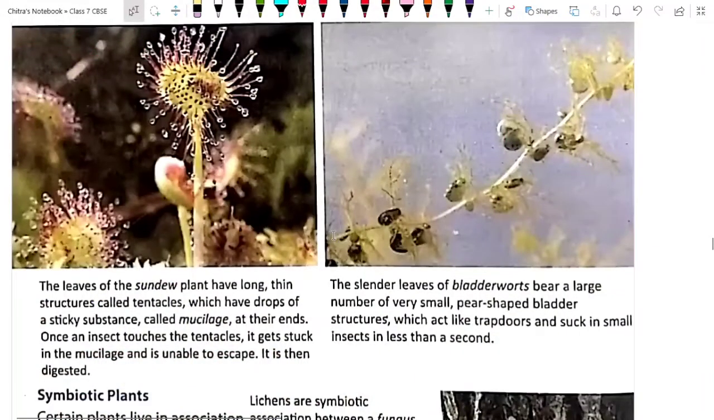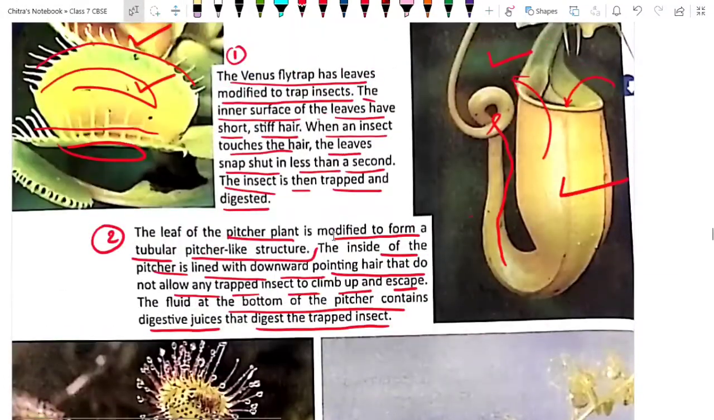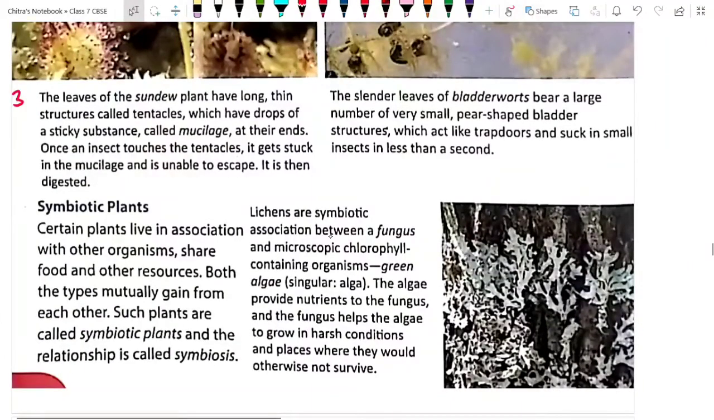Sir, this is my question. In the pitcher plant, when the insect or the mice sits on the leaf, the leaf has some hair. Yes, this is the modified form of the leaf only. I will show you the video also, don't worry. And that oil makes the insect slip, even if it doesn't want to go in. Yes, yes.